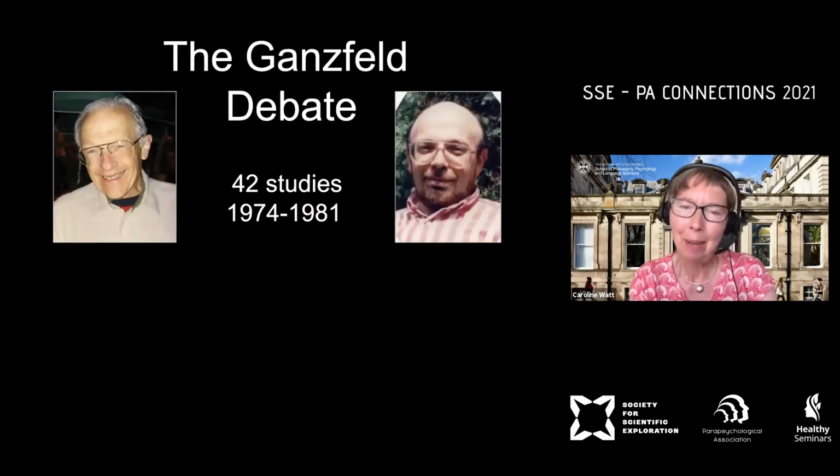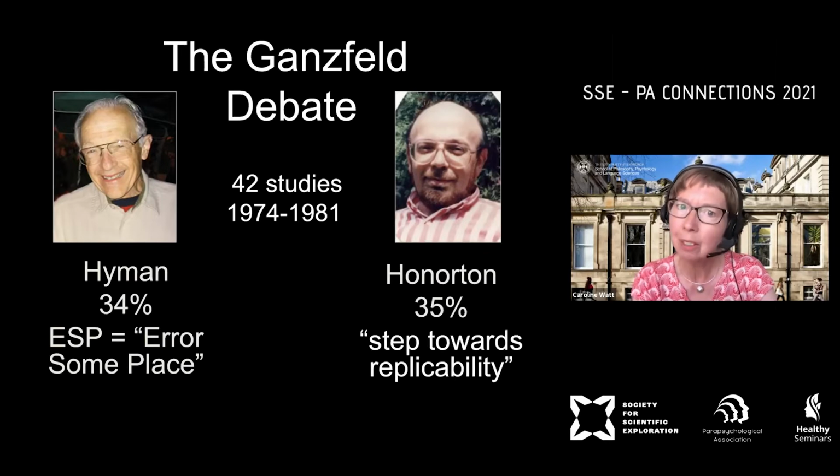Now, this method has been going around for a long time, starting in the 1970s, and the first batch of studies were analysed by these two individuals, Ray Hyman on the left and Chuck Honorton on the right. They came up with similar results in terms of the success rate overall, where chance would be 25%. They both found over-chance results, but they differed in how they interpreted these, with Hyman, the skeptic, saying he thought there were errors in these early studies that would inflate the results, and Honorton saying he thought there was enough here to suggest a step towards a replicable psi effect.